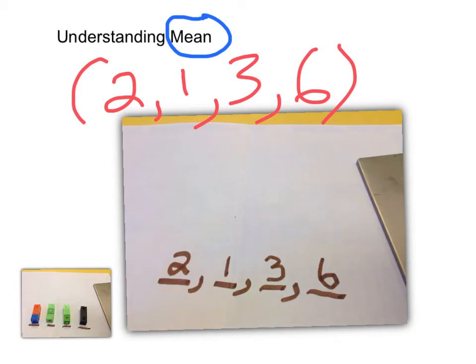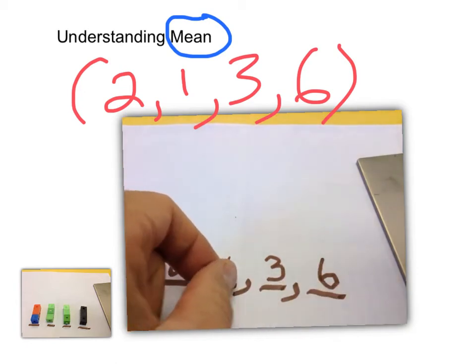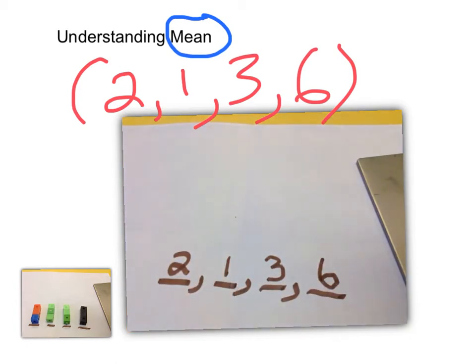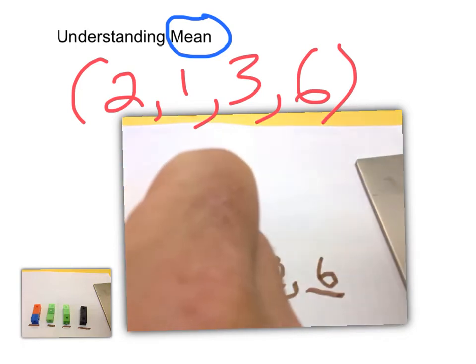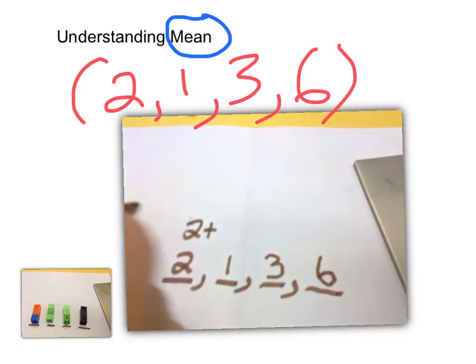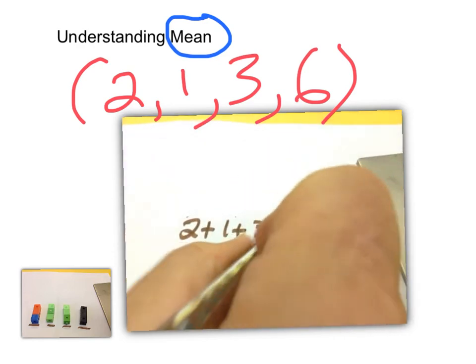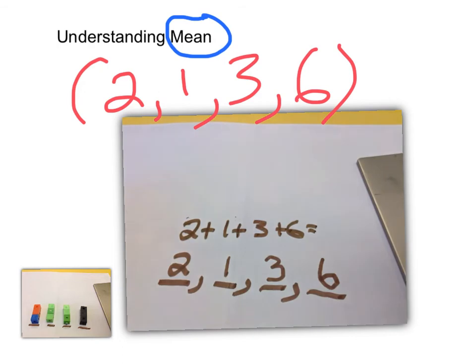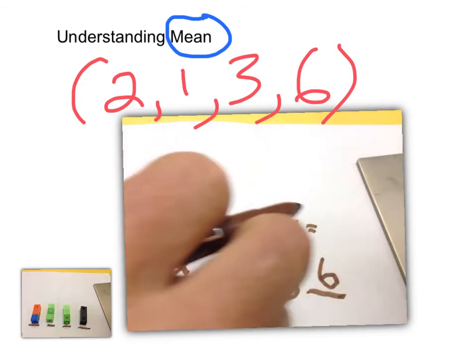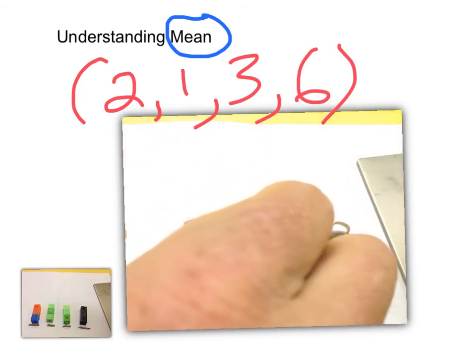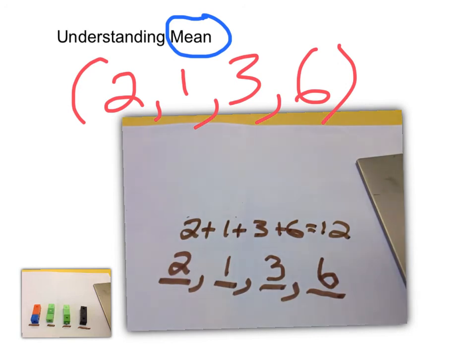So if you remember, I gathered up all the cubolinks. Well, that gathering and totaling, that's addition. So my first step with this set of numbers is to add them. And if I added those numbers together, I have a total of 12. So I brought them all together.